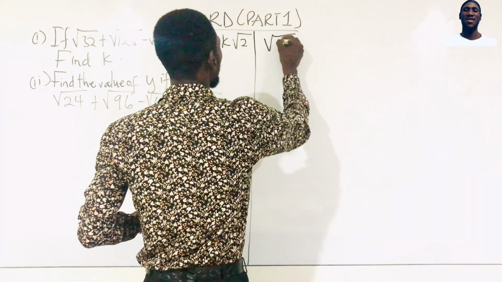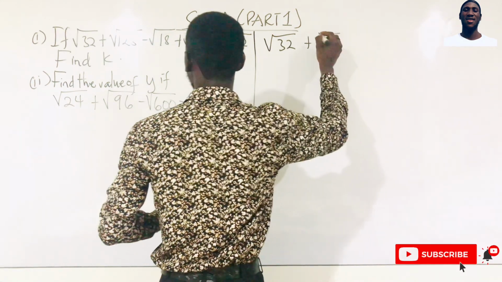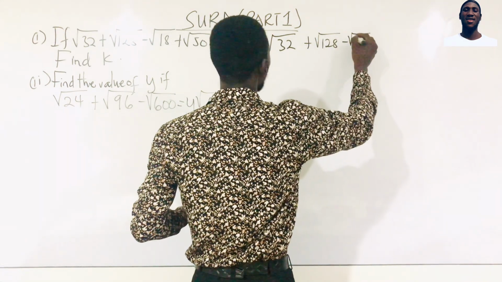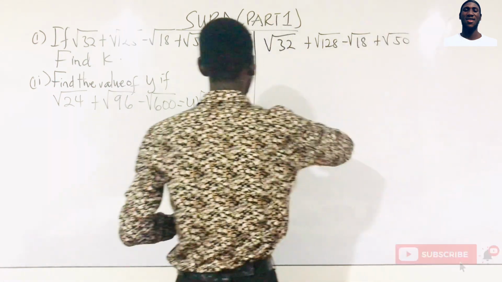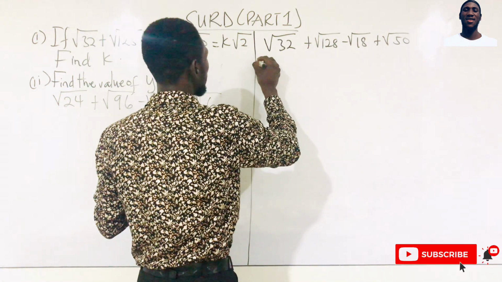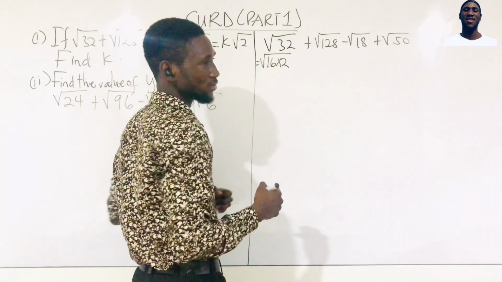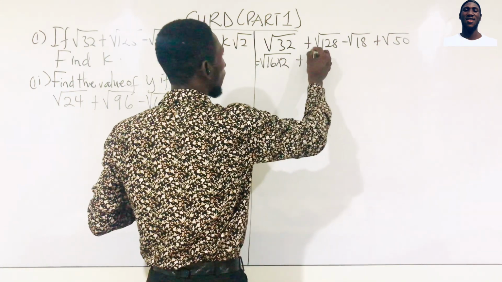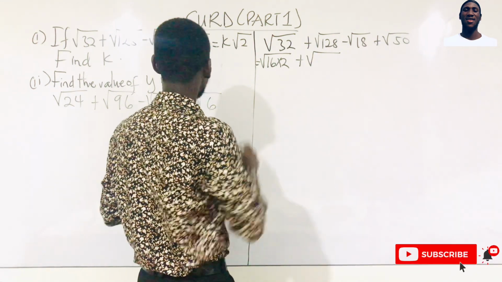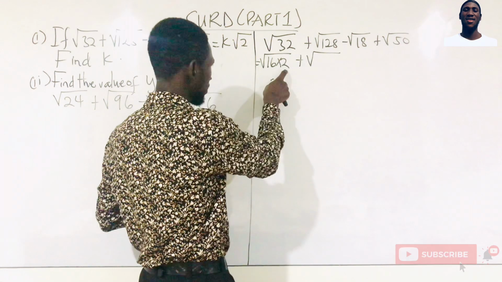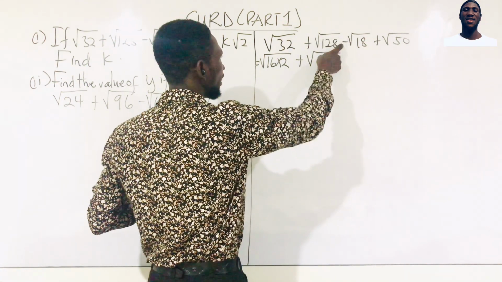So root of 32 plus root of 128 minus root of 18 plus root of 50. What two numbers give us 32? So we know 16 by 2 should give us 32. 128, what two numbers give us 128? Don't forget, everything must be root 2. So this is 2. Half of 12 is 6. Half of 8 is 4.